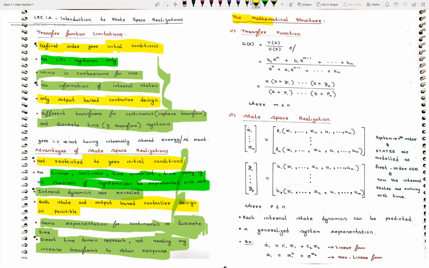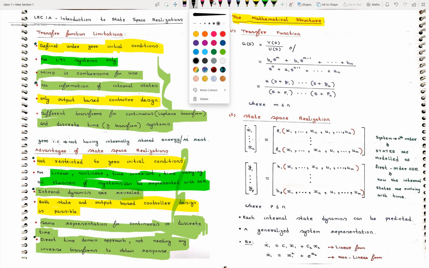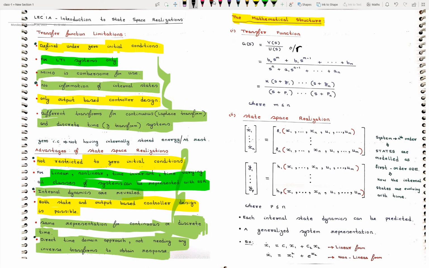here I included the mathematical structure. Coming to the transfer function, we already know it is output by input. We write it in polynomial form, polynomial P1 in s divided by polynomial P2 in s. Or we can also write it in pole zero form. This video is mainly for state space representation.